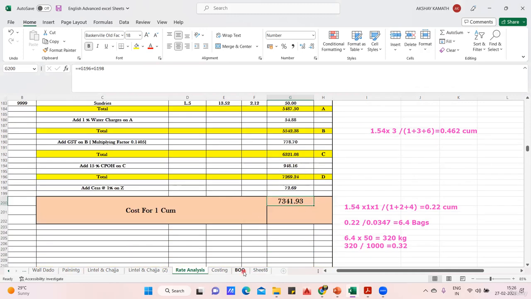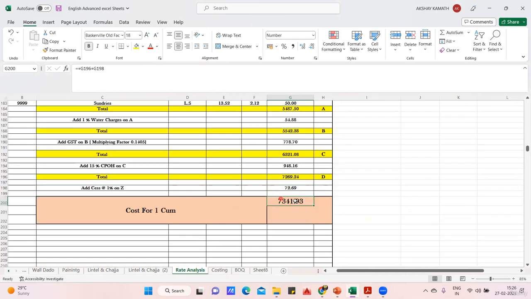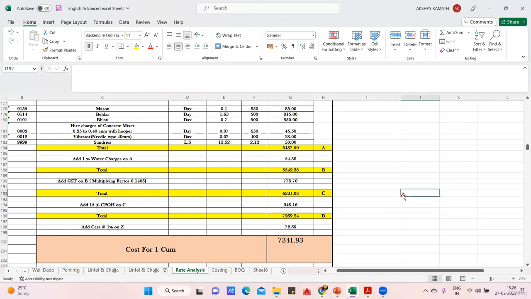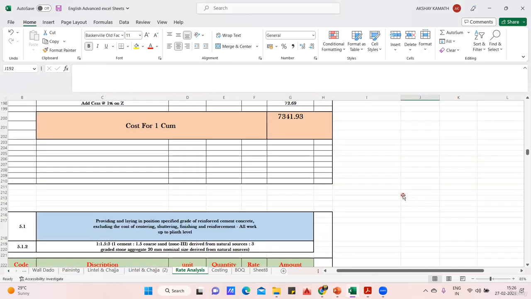So come to the BOQ sheet. So 7341, you put here. Again, 7341 is also on a little higher side only. So I usually told you for PCC work and all, 6,000 to 6,500 is a good amount to be taken. That is what happens in the market. But again, it's okay. If you do proper rate analysis and if you get a project, then it's okay. Good, not bad. Okay, fine. Good. So I think up to here, your concepts are clear.